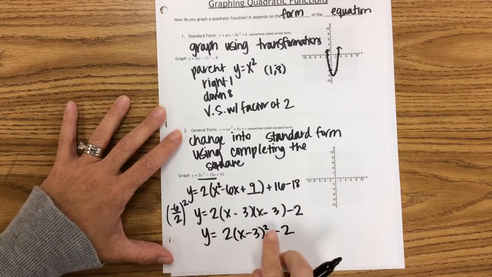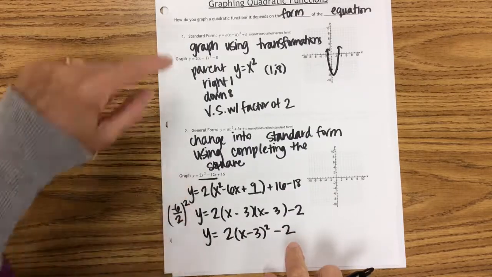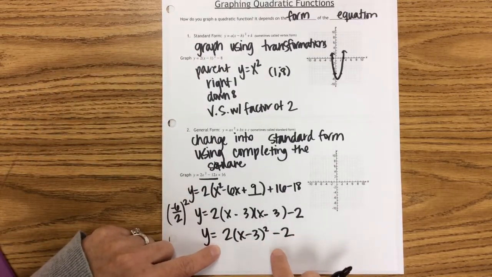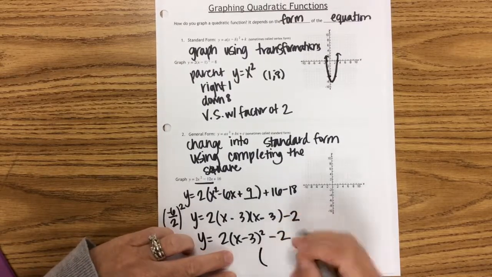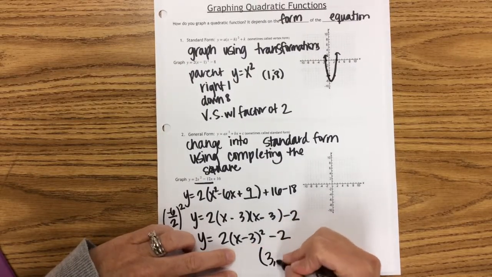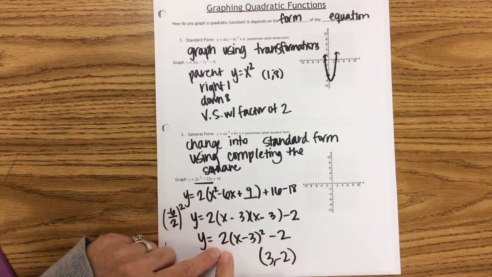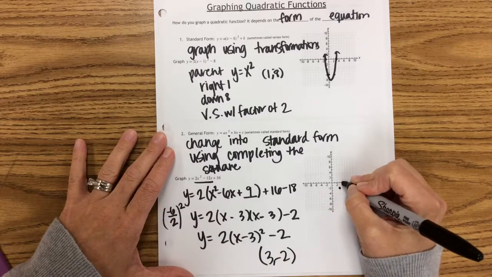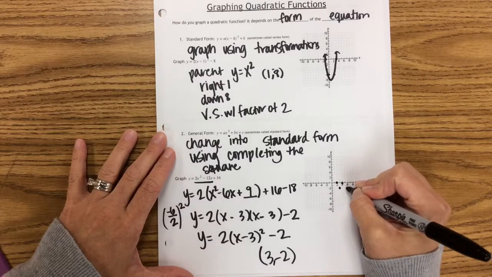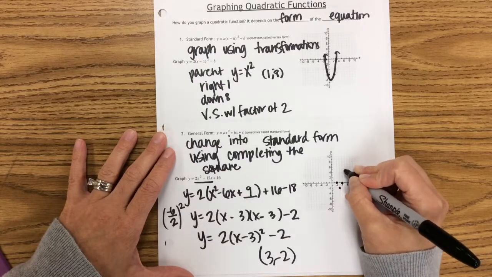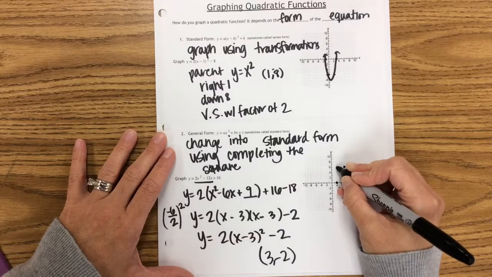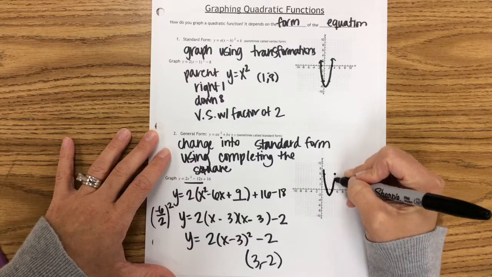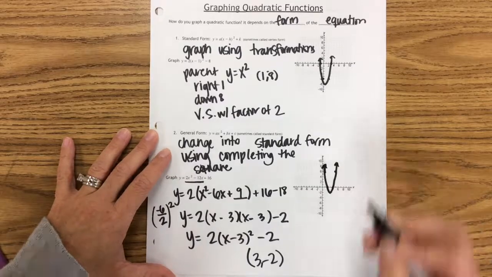Now if you look, this is in the standard form, so we can use our graphing with transformations idea here. So my vertex is going to be over 3, down 2, and again a vertical stretch of 2. So over 3 down 2, over 1 up 2, over 1 up 2, over 2 up 8. And again, this graphing is in section 1.7 if you need help reviewing how to graph using transformations.